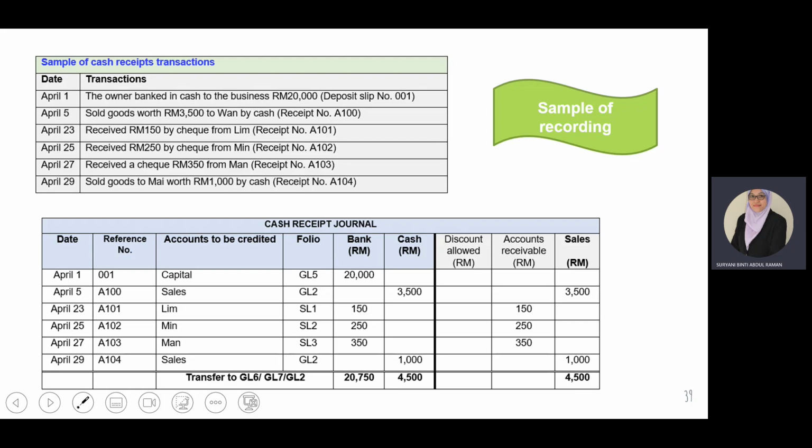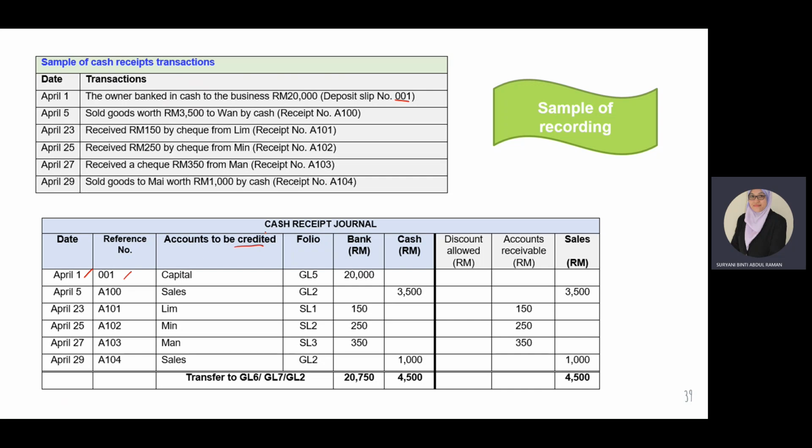Okay, let us look at this example. These are examples of cash receipt transactions. Okay, the first one. The owner banks in cash to the business, 20,000 ringgit. So what is involved here is that there is a cash inflow from the owner into the business. So what will be the recording? First, you record the date of the transaction, 1st April. Reference number, if any, yes, we have a reference number here.